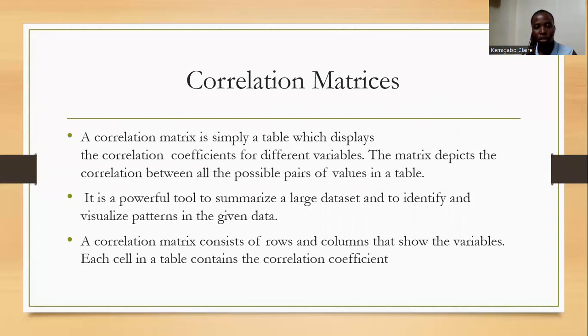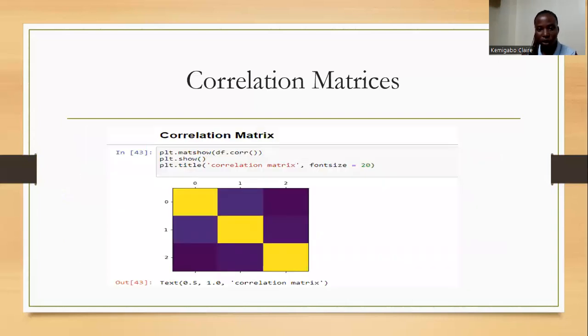To take you through the correlation matrices. A correlation matrix is simply a table which displays the correlation coefficients for different variables. This matrix displays correlation between all the possible pairs of values for the table that you are given. It just summarizes everything and gives you a view, so you visualize patterns of the data also in color codes. So this is the correlation matrix for the timetable generator.